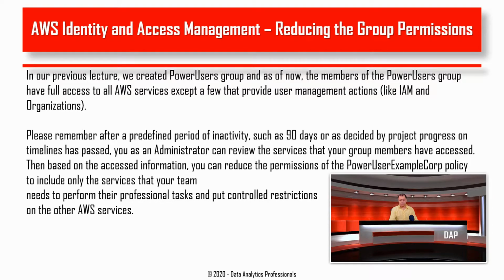Now please remember, after a predefined period of inactivity such as 90 days, or as described by project progress on the timelines, has passed, you as an administrator can review the services that your group members have accessed. Then, based on the accessed information, you can reduce the permissions of the power user example core policy that you created in one of the previous lectures, to include only the services that your team member needs to perform their professional tasks, and put controlled restrictions on the other AWS services.